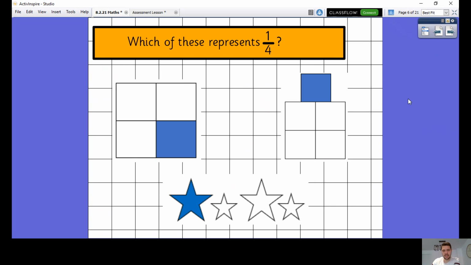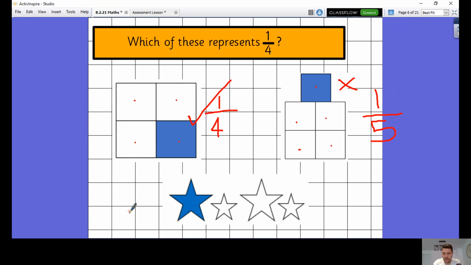So, which of these represents 1/4? Okay, so absolutely, I have 4 equal parts, and one of them is colored in, so 1/4. This one, I have 1, 2, 3, 4, 5 equal parts, and one is colored in. So this one is not representing 1/4.